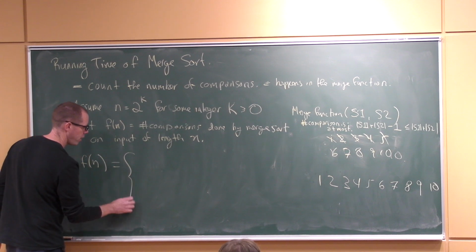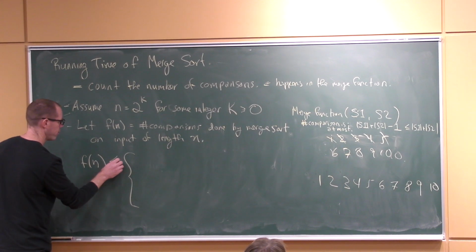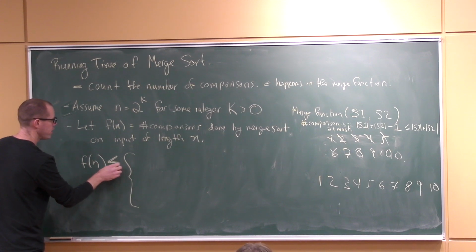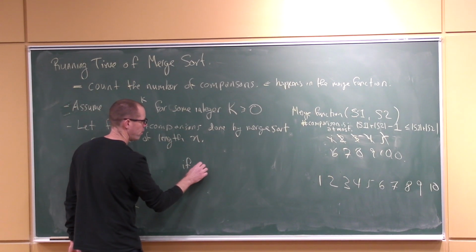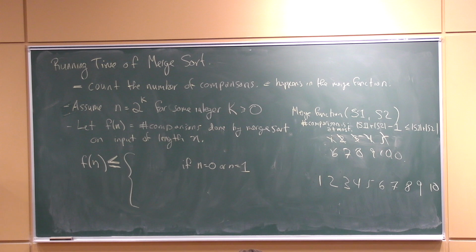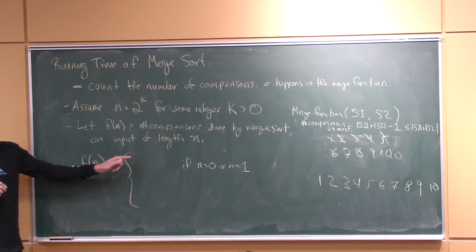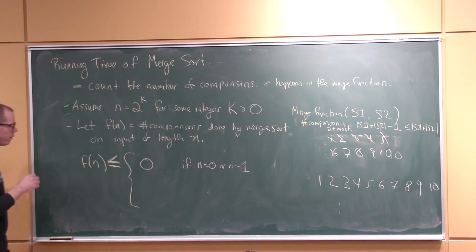So if I want to write f of n as a recurrence equation, that means I need a base case for my recurrence. And what's the base case? So base case is when n is 0 or n is 1, in which case how many comparisons does MergeSort perform? 0. Doesn't do anything. Just returns whatever it was given.